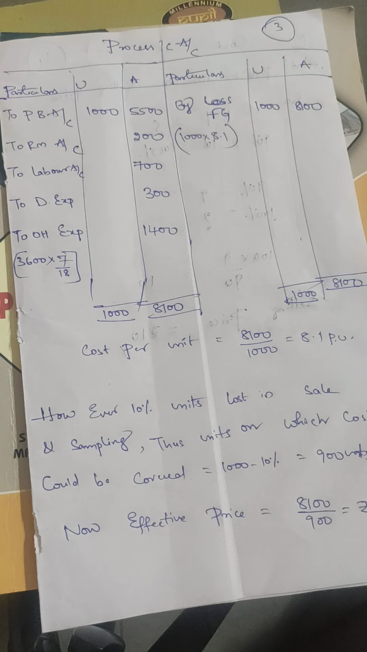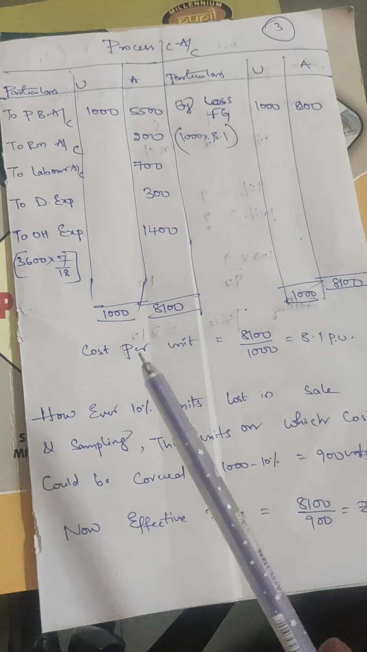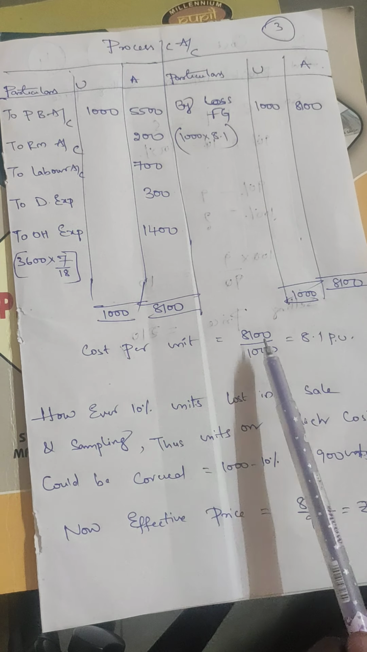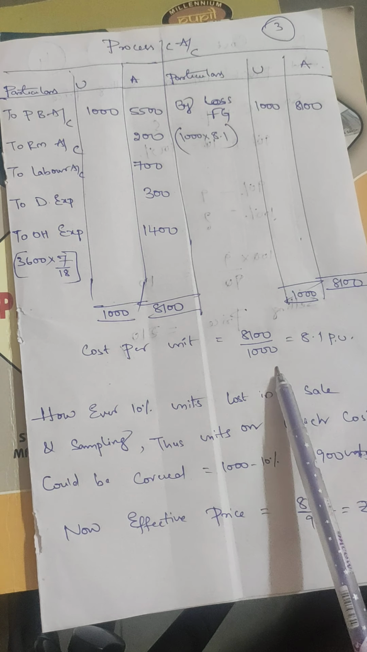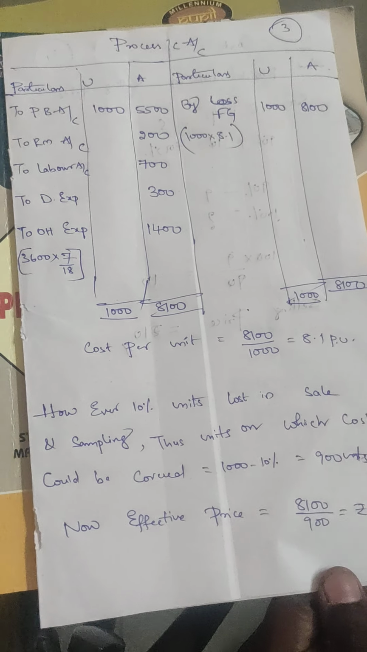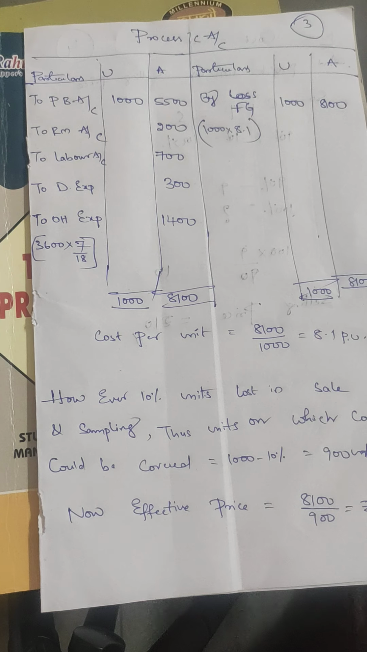Now process C. Process C also follows the same procedure, and here I got cost per unit equal to 8100 divided by 1000, it is 8.10.